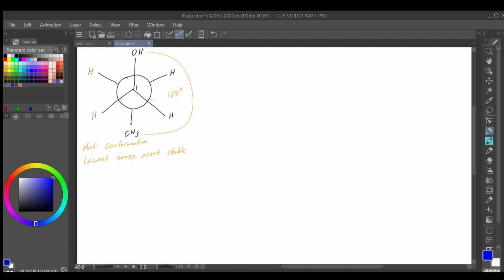Now, make sure you number your carbons. I always tell the students to number the carbons. This is a 3-carbon molecule, 1, 2, 3, OH on carbon 1, and then the methylene on carbon 2, and then carbon 3, just the regular methyl.